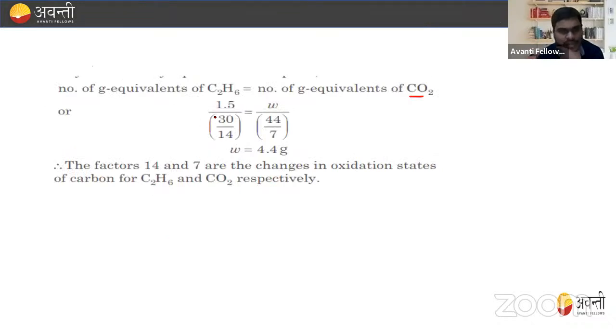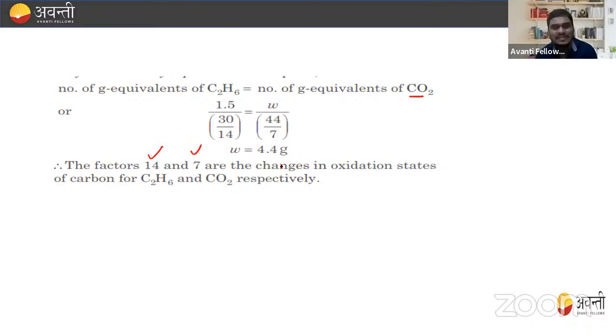We know that the mass is given as 1.5, and instead of molecular mass, we use molar mass divided by what? Divided by 14. What is this 14, beta? This is the equivalent weight of C2H6. How is it derived? Can anyone tell me how the factors 14 and 7 come?